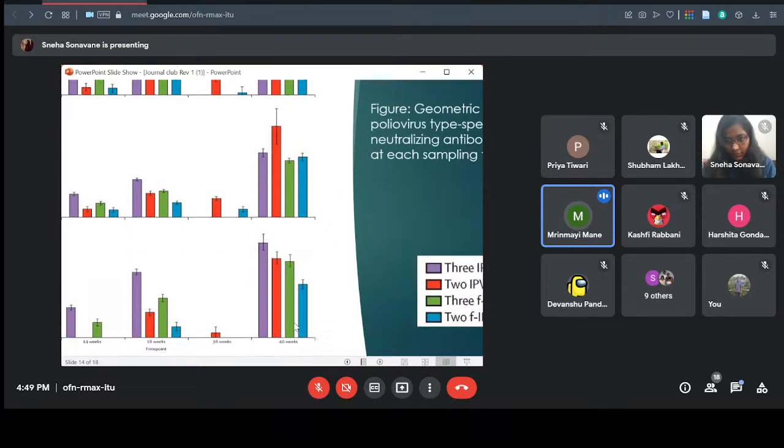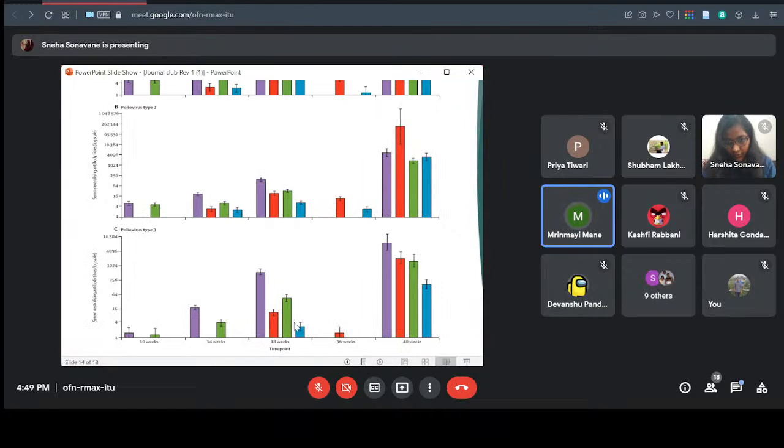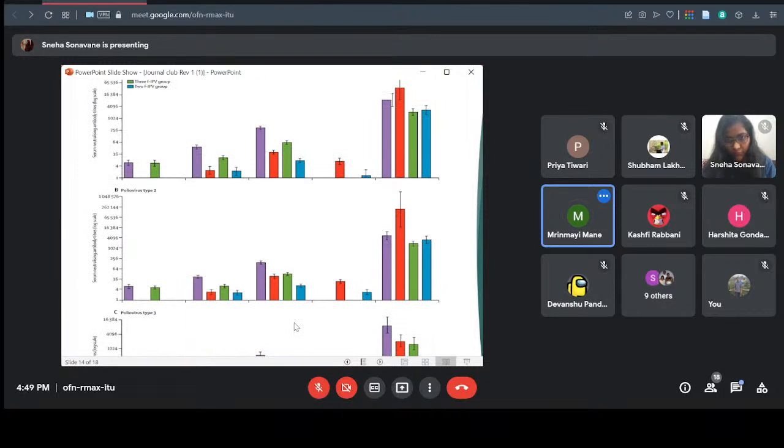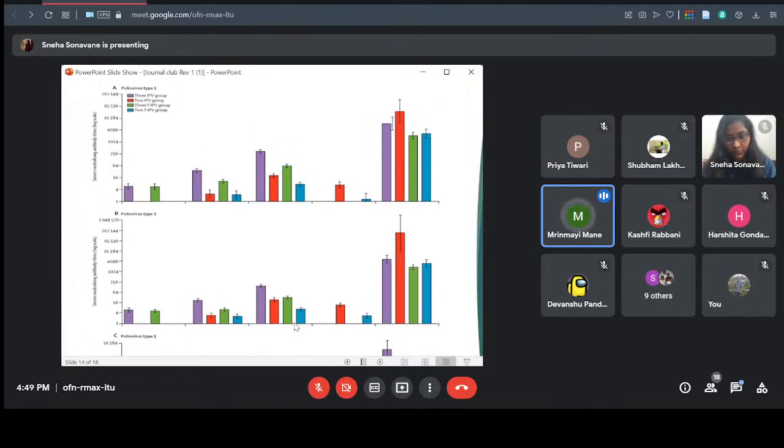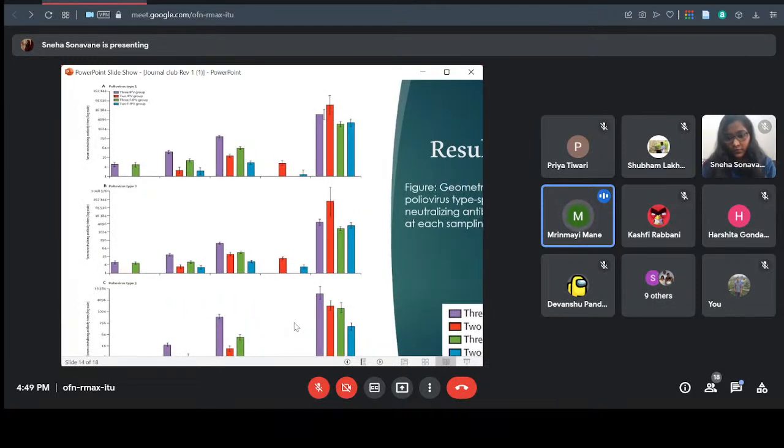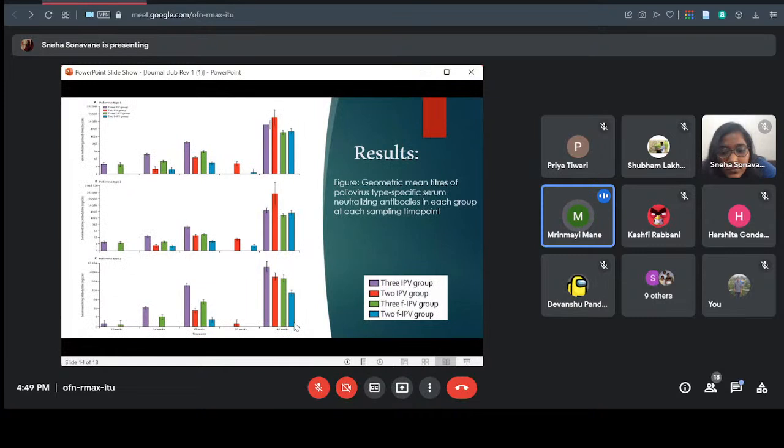So if you can see in the 3 IPV group and the 3 fractional IPV group, that is the purple and green bars, the antibody titers progressively increase throughout the clinical trial and they reach peak at the 40 weeks. Now in 2 dose regimens, that is the red and the blue bars, the titers decrease by 36th week. That is after administration of first dose.